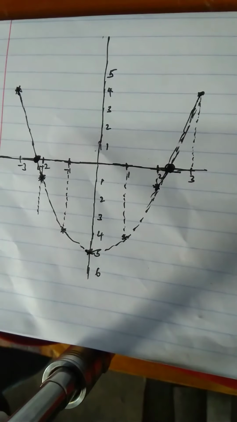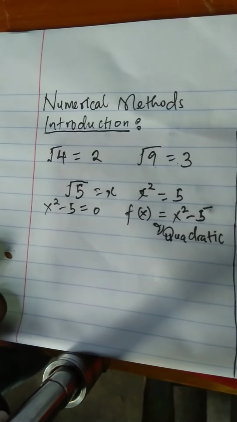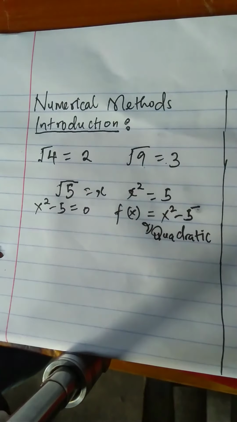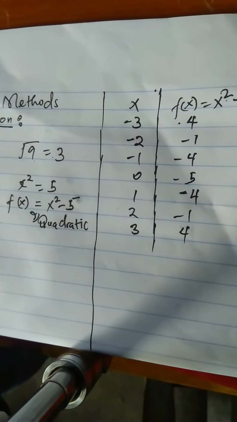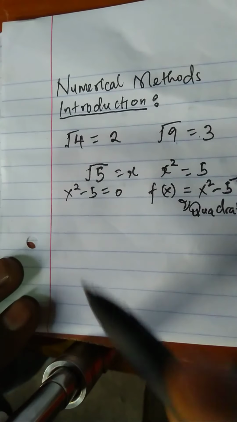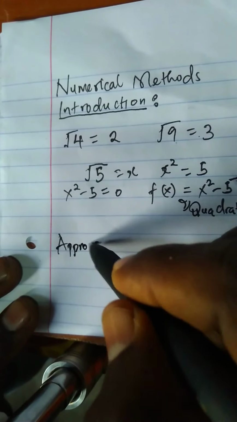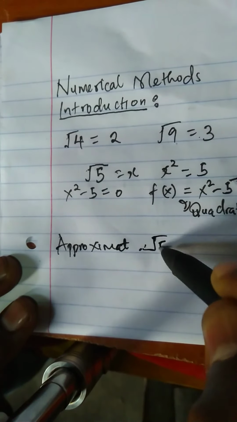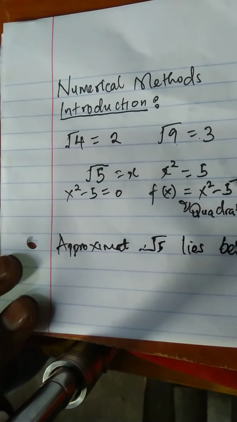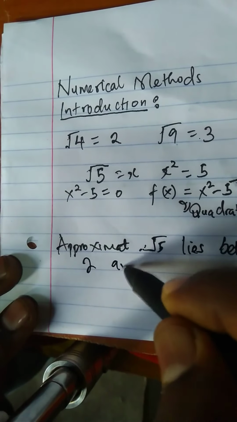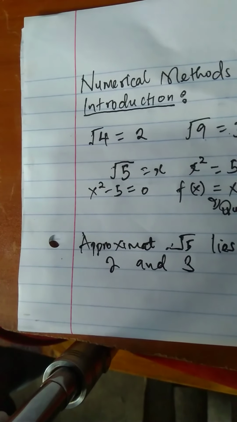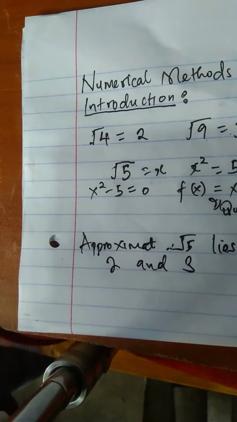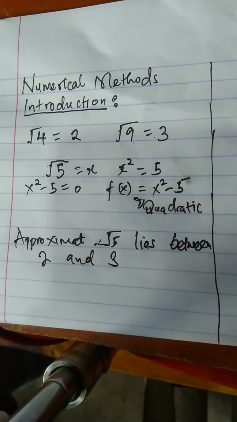But in our case, we are talking of the positive square root of 5, which can only be given by x squared minus 5, which is a quadratic. Therefore, by numerical method, by approximation, the square root of 5 lies between 2 and 3. In our next lesson, we shall see how we go about using 2 and 3 in finding the root of 5 by various methods.